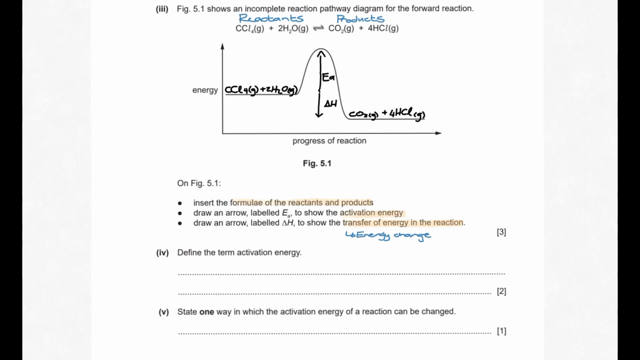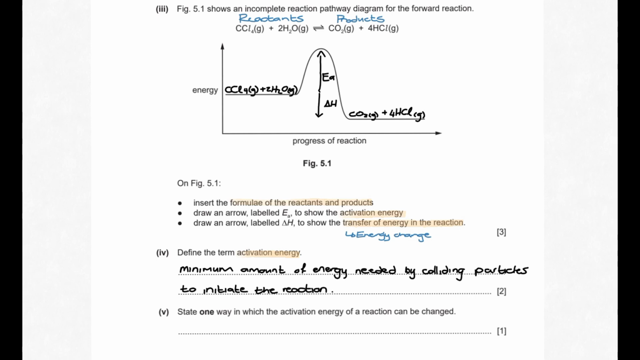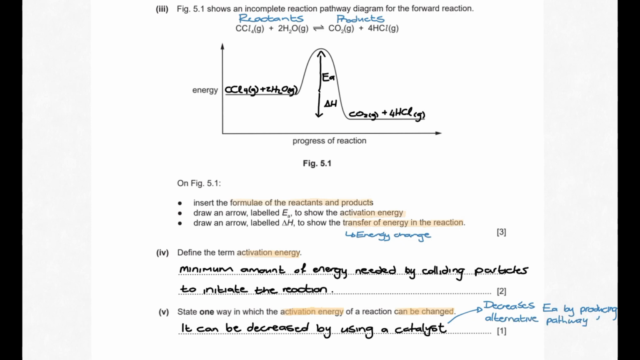The second question then asks to define the term activation energy. Activation energy can be defined as the minimum amount of energy that's needed by the colliding particles to initiate the reaction. And then lastly, they ask us to state one way in which the activation energy of a reaction can be changed. Now, the activation energy can be decreased by using a catalyst. Remember, a catalyst is able to decrease the activation energy by producing alternative pathways for the reaction to take.